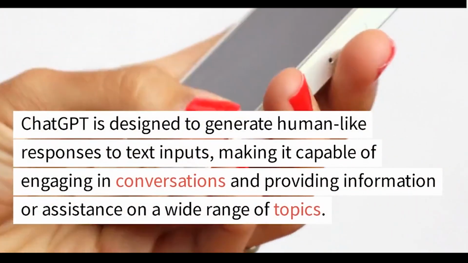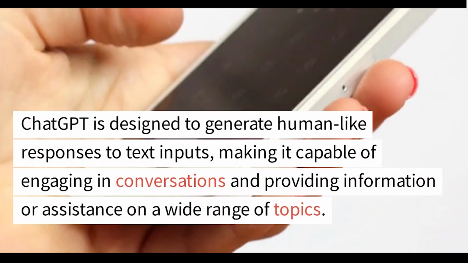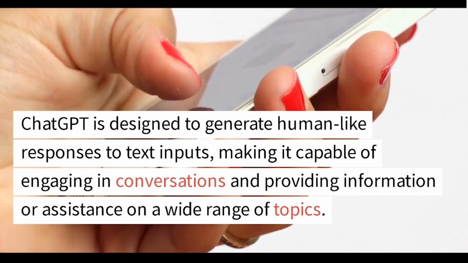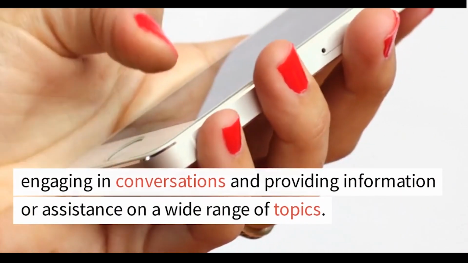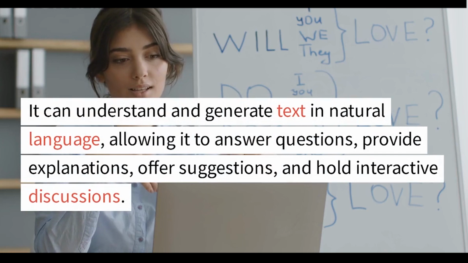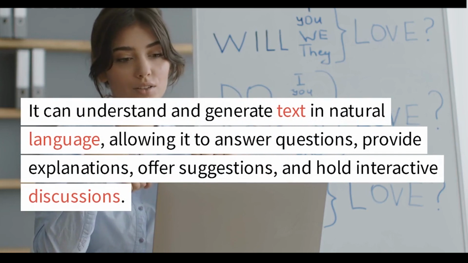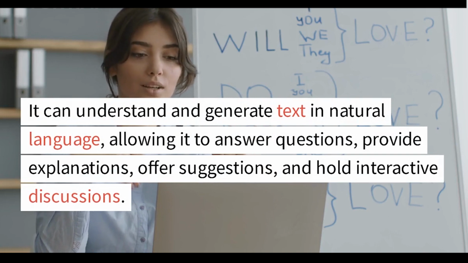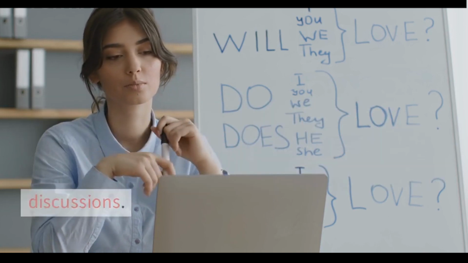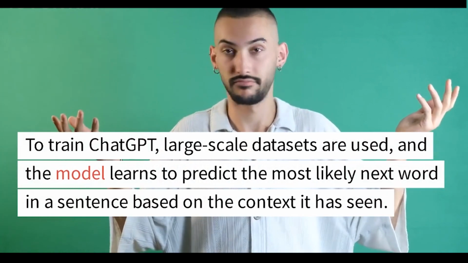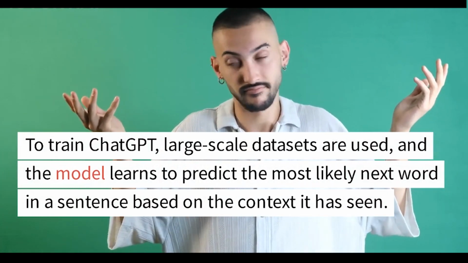ChatGPT is designed to generate human-like responses to text inputs, making it capable of engaging in conversations and providing information or assistance on a wide range of topics. It can understand and generate text in natural language, allowing it to answer questions, provide explanations, offer suggestions, and hold interactive discussions.